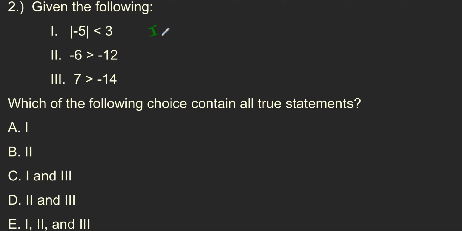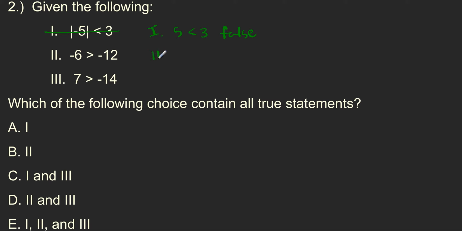For Roman numeral 1, we're looking at the absolute value of negative 5 is less than 3. Well, the absolute value of negative 5 is actually positive 5, and positive 5 is not less than 3. Positive 5 is certainly bigger, so that's false. I'm going to put a line through that so it doesn't even tempt me to choose it as an answer choice.